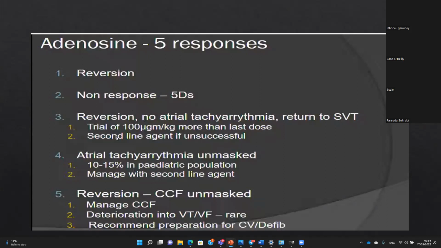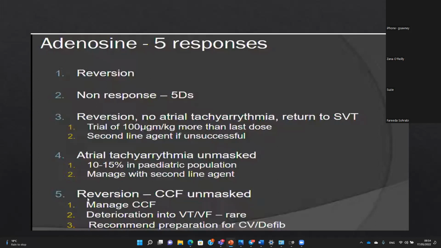Reversion, but return again, so recurrent SVT or retriggering SVT, and atrial tachyarrhythmia unmasked like atrial flutter, and this will happen in 10–15% in the pediatric population.